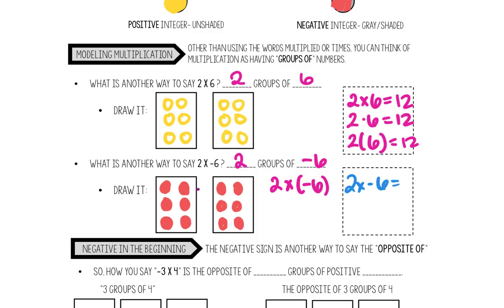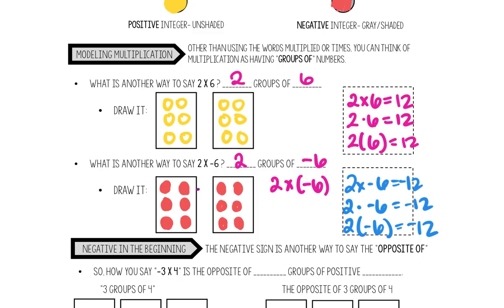What do I have in total? There's 12 negatives, so negative 12. 2 times negative 6 equals negative 12. Now notice that this right here, it kind of looks like that's 2 minus 6, but because there's nothing right here in between the 2 and the parentheses, that does mean multiplication. So it means 2 times negative 6.